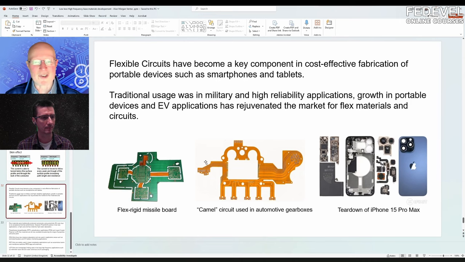So I asked many, many questions. Can you just quickly go through the slides if there is something that will catch my eye? This is quite a nice board. It's a so-called camel circuit.